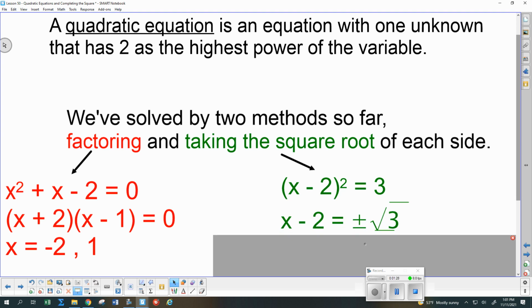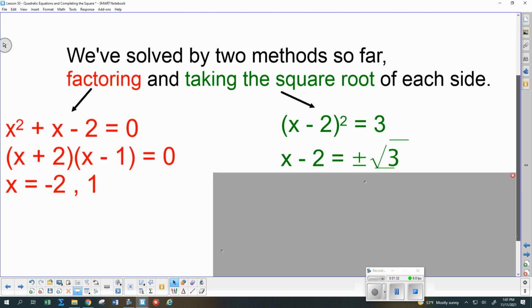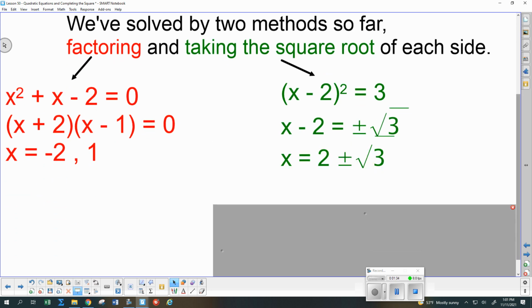So x minus 2 is plus or minus root 3. Then we get x by itself. X is 2 plus or minus root 3. This is what we are going to try to get to today in our completing the square method. We want to get to parentheses squared equals so we can do the plus or minus square root.